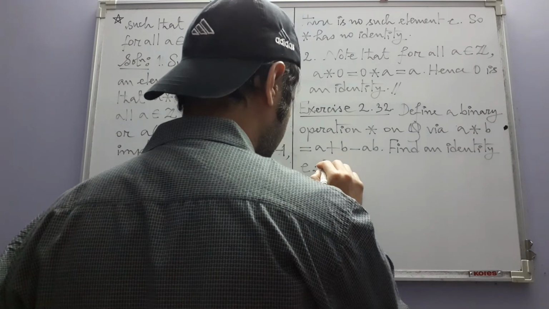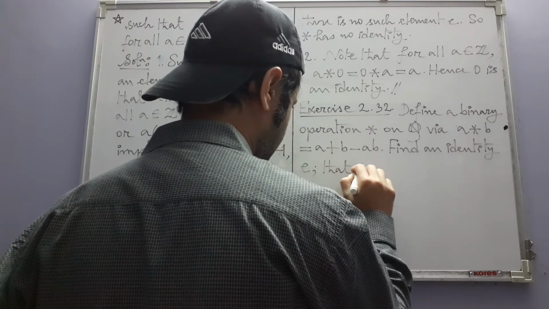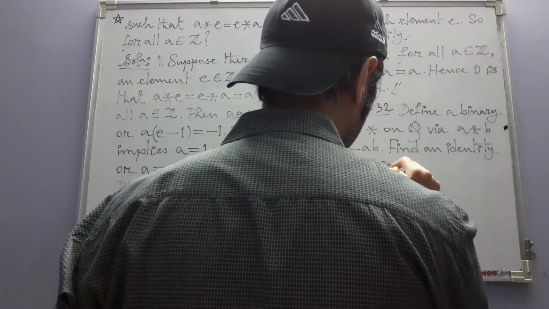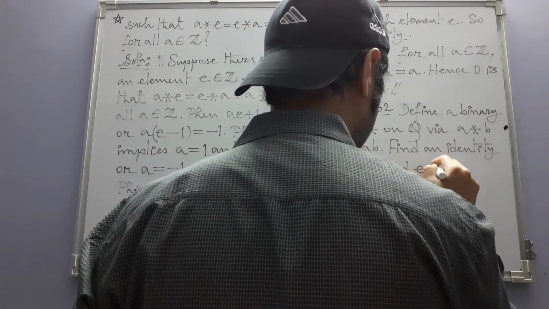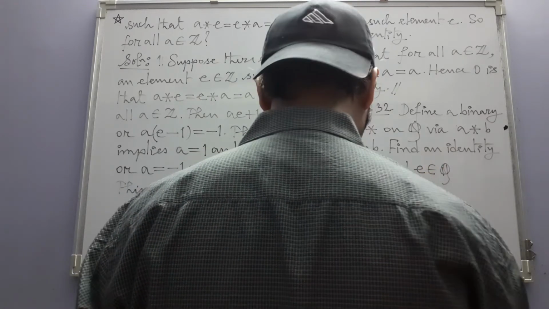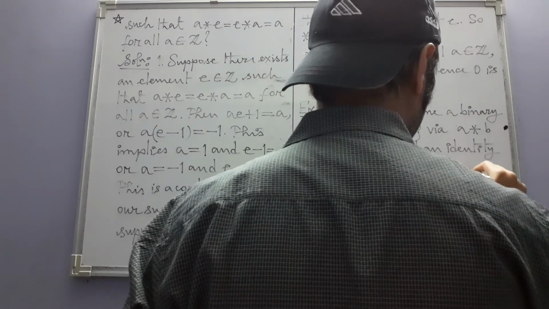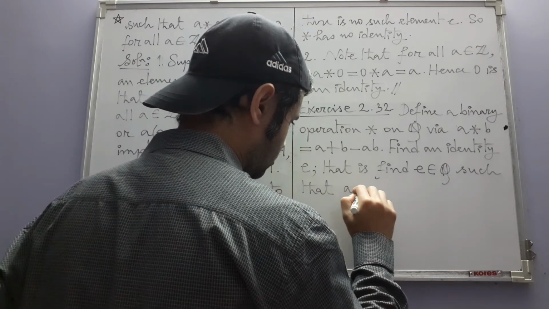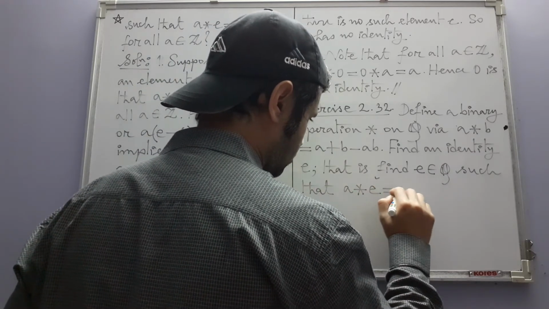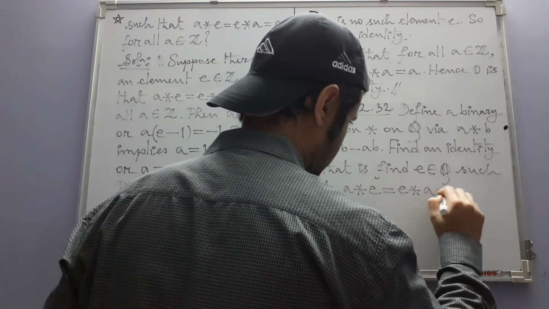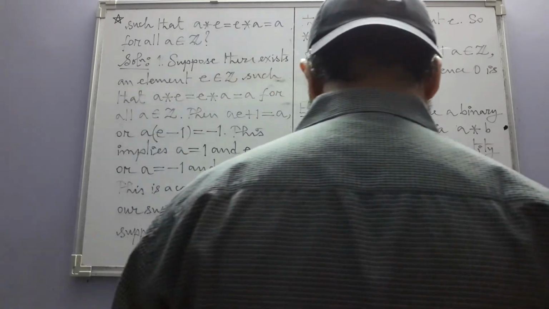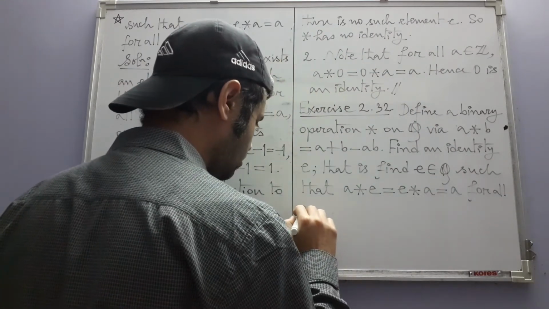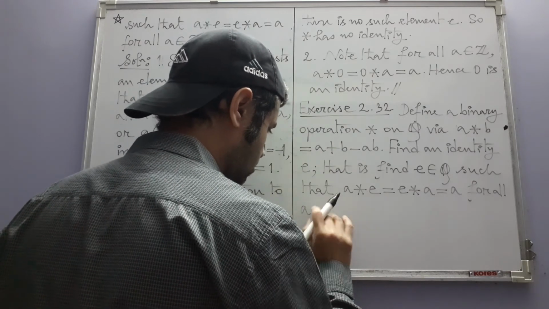That is, we already know what an identity is. What's the point of again writing it? Find a rational number E such that this holds for all rational numbers A.